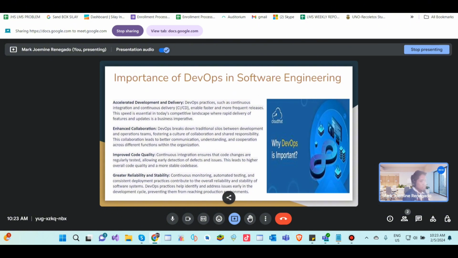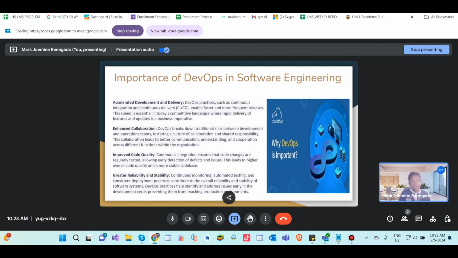Number two, next is improved code quality. So what does it say? Continuous integration ensures that code changes are regularly tested, allowing early detection of defects and issues in the code. So this leads to higher overall code quality and a more stable code base.